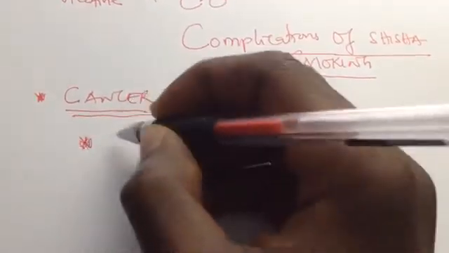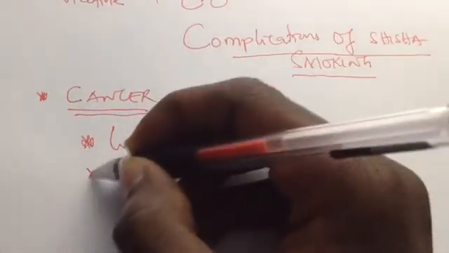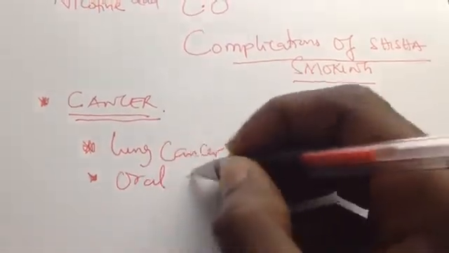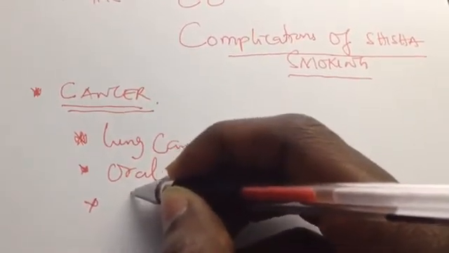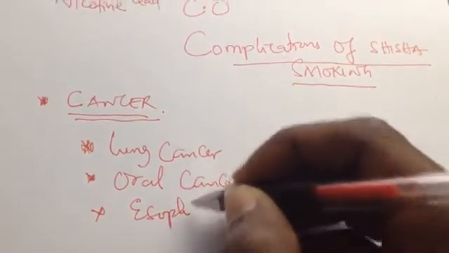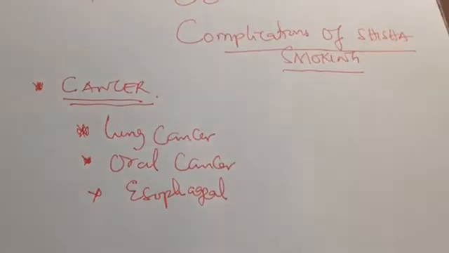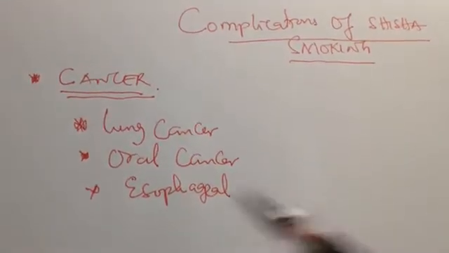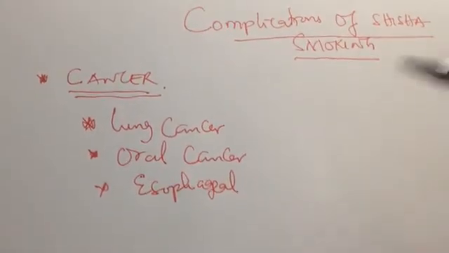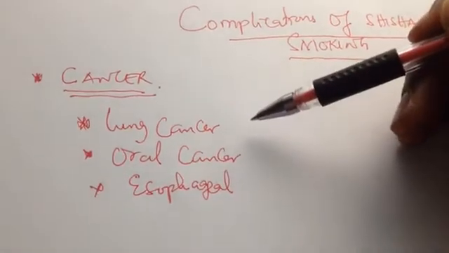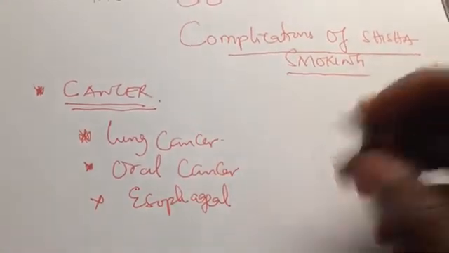Now let us see the cancers that are seen in someone who smokes shisha. The number one cancer is lung cancer. The second is oral cancer because of that tobacco. Another cancer that may be seen is esophageal cancer, because we already know that people who chew tobacco are at risk of developing oral cancer and esophageal carcinoma. The same applies to people who smoke shisha due to the tobacco. So they are at risk of lung cancer, oral cancer, and esophageal carcinoma.